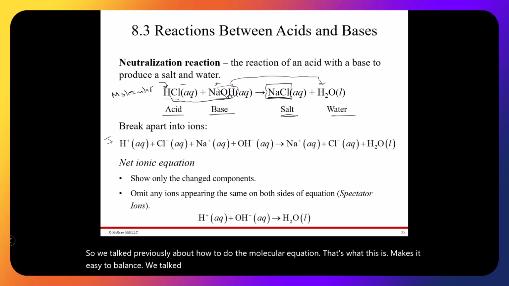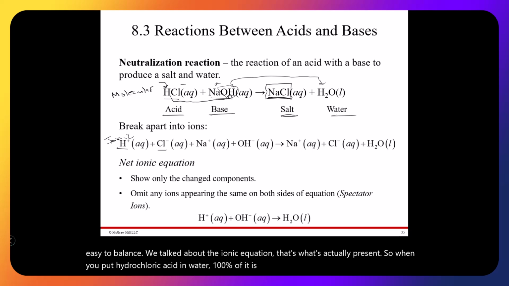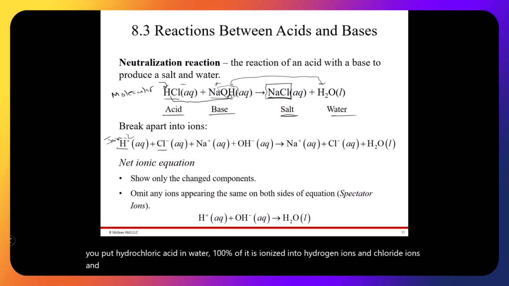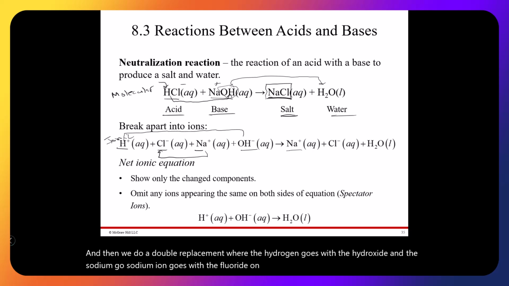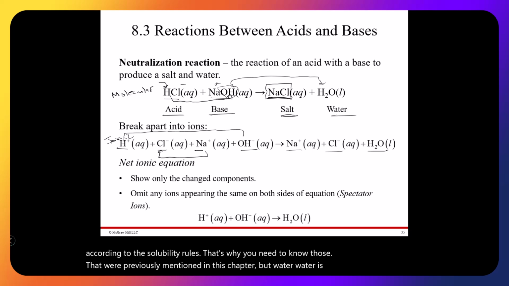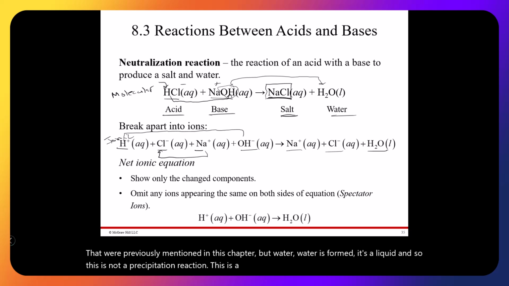We talked about the ionic equation. That's what's actually present. So when you put hydrochloric acid in water, 100% of it is ionized into hydrogen ions and chloride ions. And sodium hydroxide 100% dissociates into sodium ions and hydroxide ions. And then we do a double replacement where the hydrogen goes with the hydroxide, and the sodium ion goes with the chloride ion. And sodium chloride is water soluble according to the solubility rules. That's why you need to know those that were previously mentioned in this chapter. But water is formed. It's a liquid, and so this is not a precipitation reaction. This is a neutralization reaction. It's an acid-base reaction.